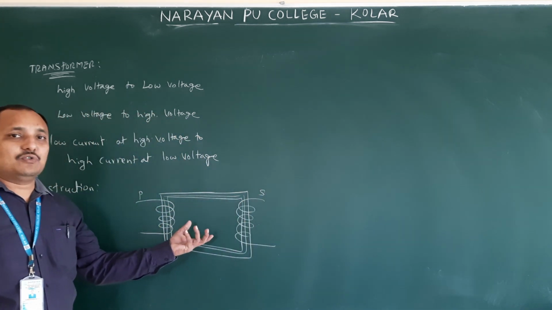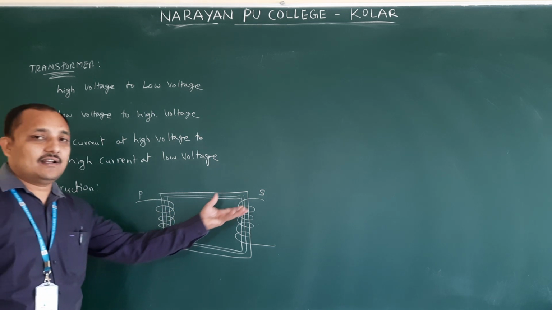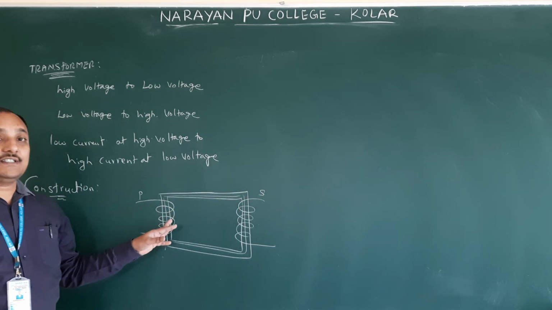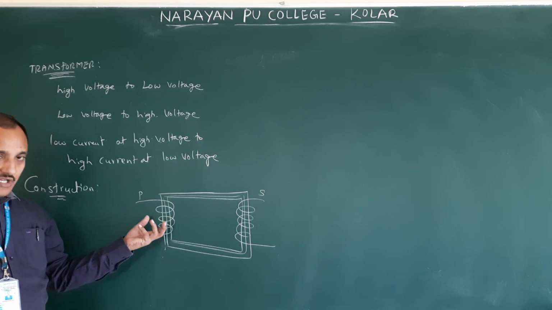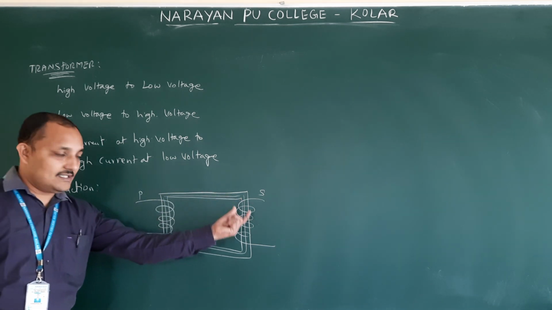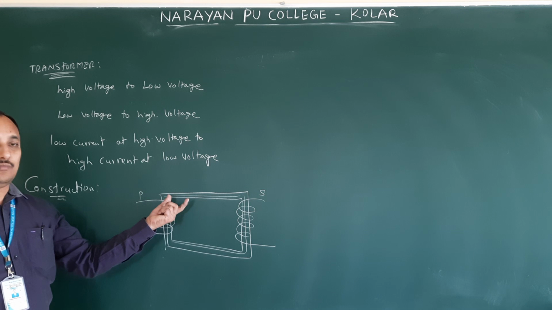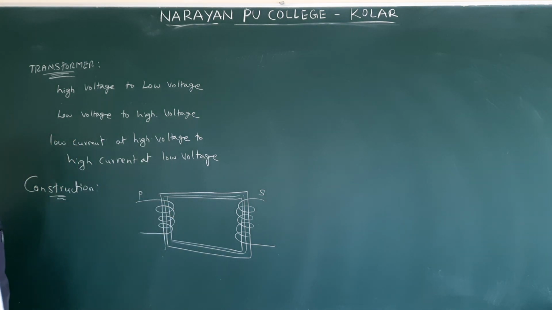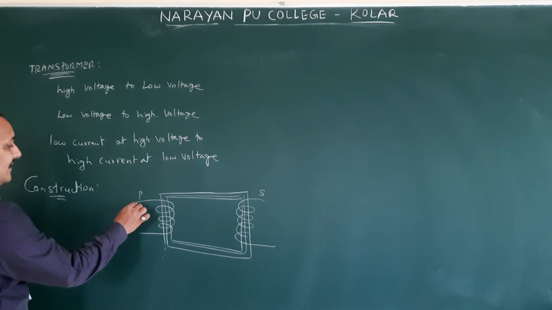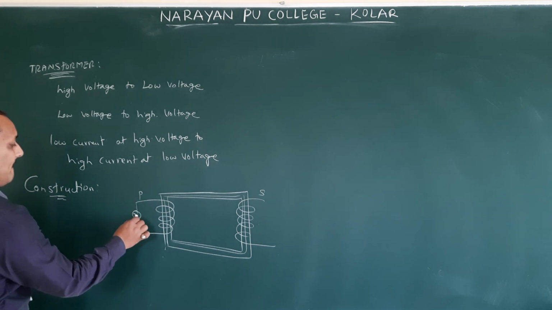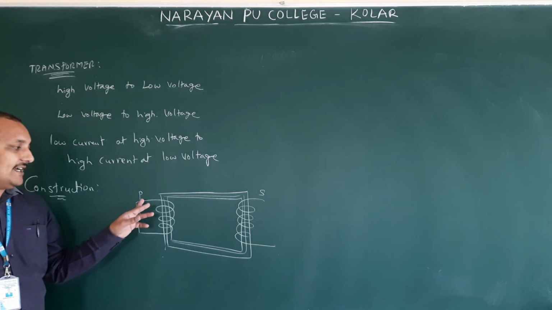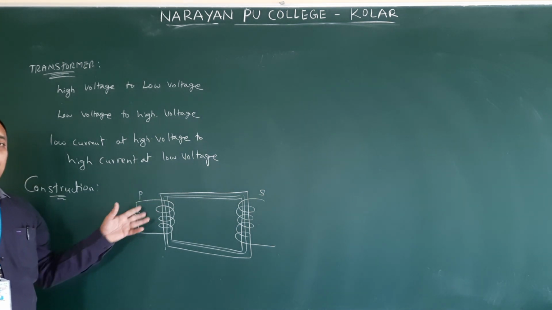In our textbook they gave this in two ways. Either this diagram or the first diagram, both are correct. So these are two wires which are wound on the soft iron core. This is called the soft iron core. So this one we are going to connect to an alternating voltage source. This primary coil, the first coil, is connected to the alternating voltage.